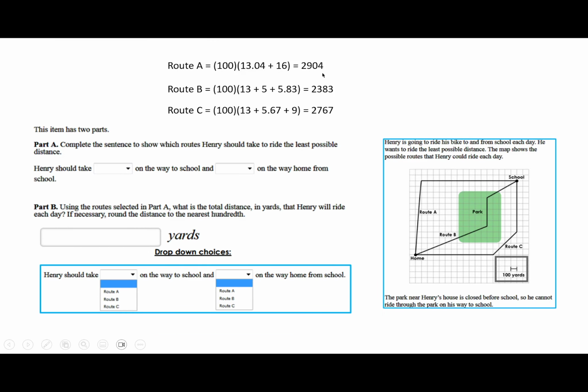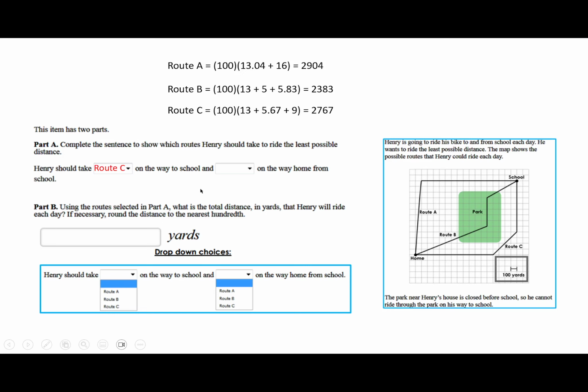So now let's put those back here. Okay, here's route A, route B, route C. In the morning, I can't take route B. I can't take it. So I have to take A or C. Which one is shorter? C. That's why you pick up C from this drop down choices.